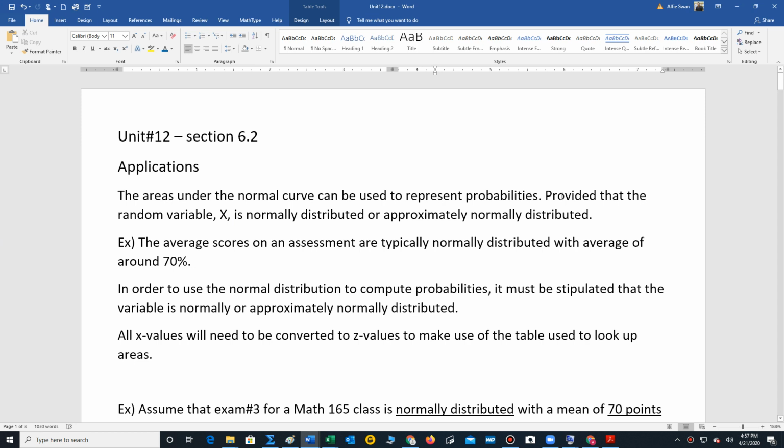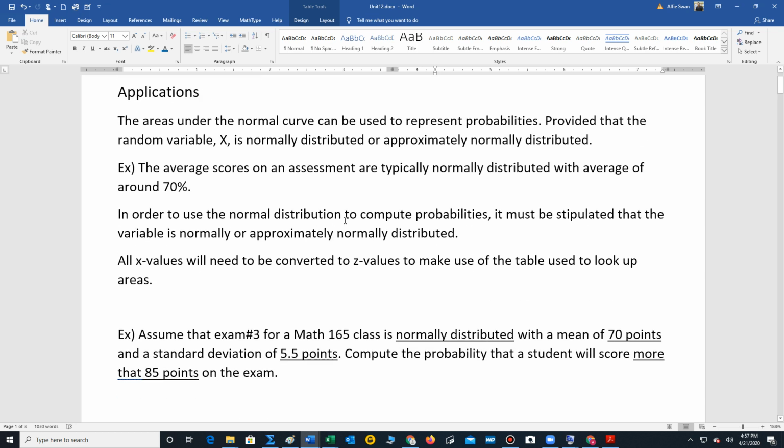So as long as you have a variable that is normally distributed, it takes on a normal shape, or approximately normally distributed, we can use the normal distribution to compute probabilities. One example would be the average scores on any type of assessment. They're typically normally distributed, and the average is around 70%. So in order to use the normal distribution to compute probabilities, somewhere in the problem it has to state that the variable is normally distributed or approximately normally distributed.